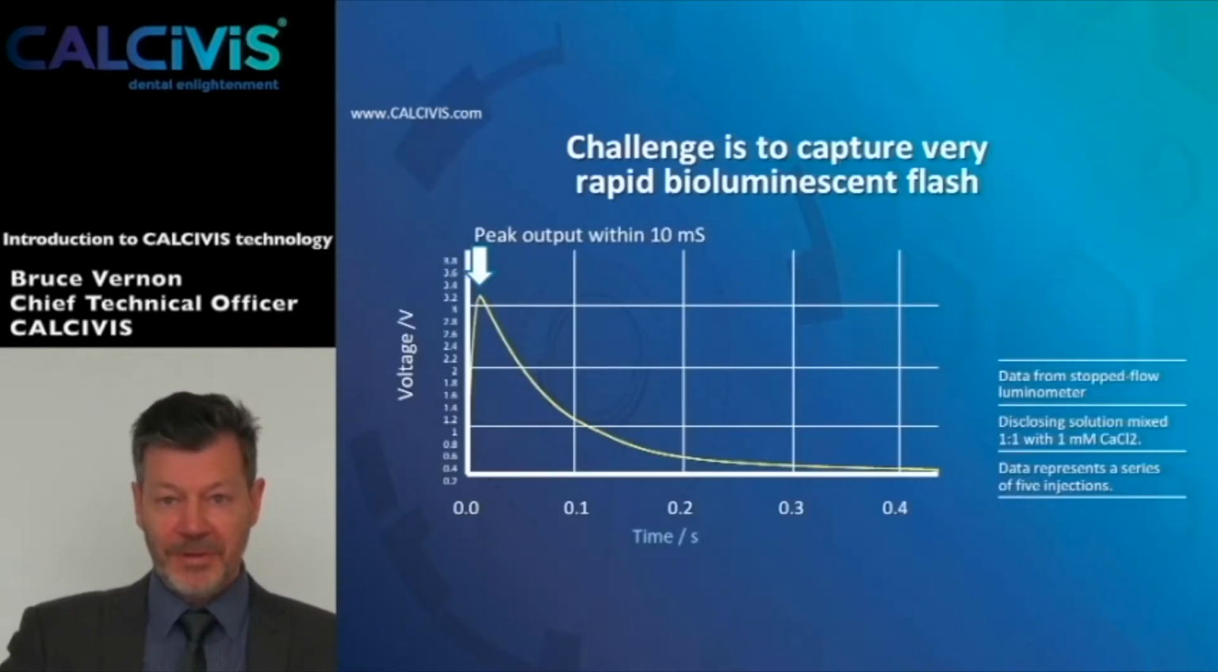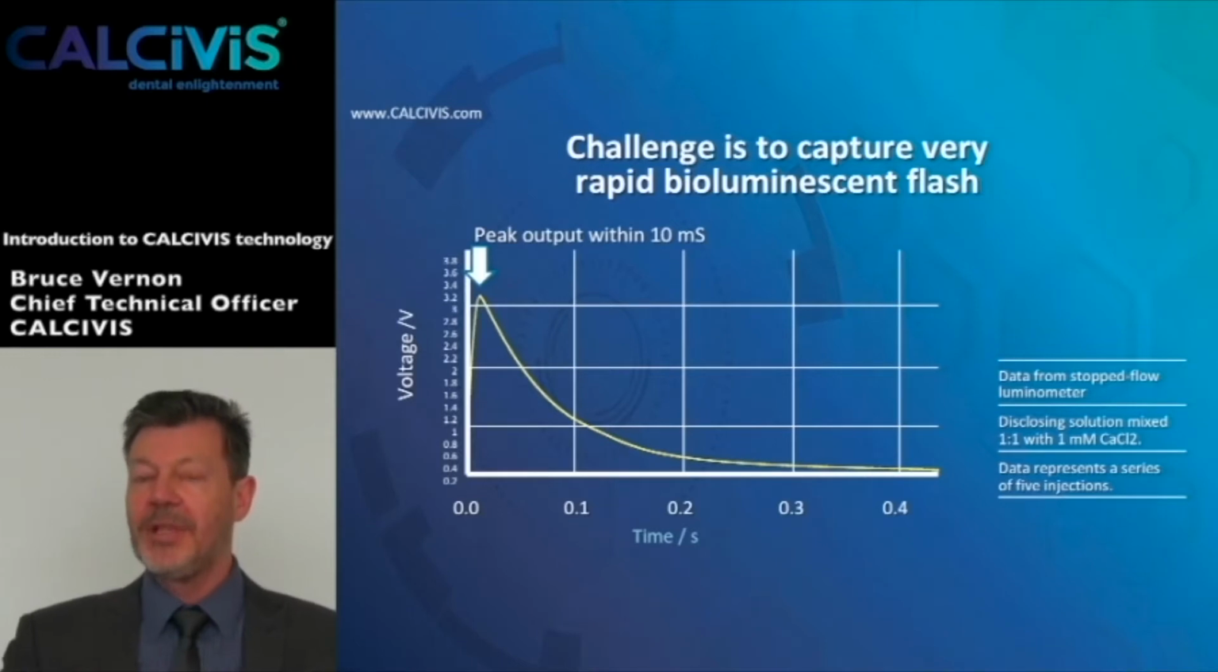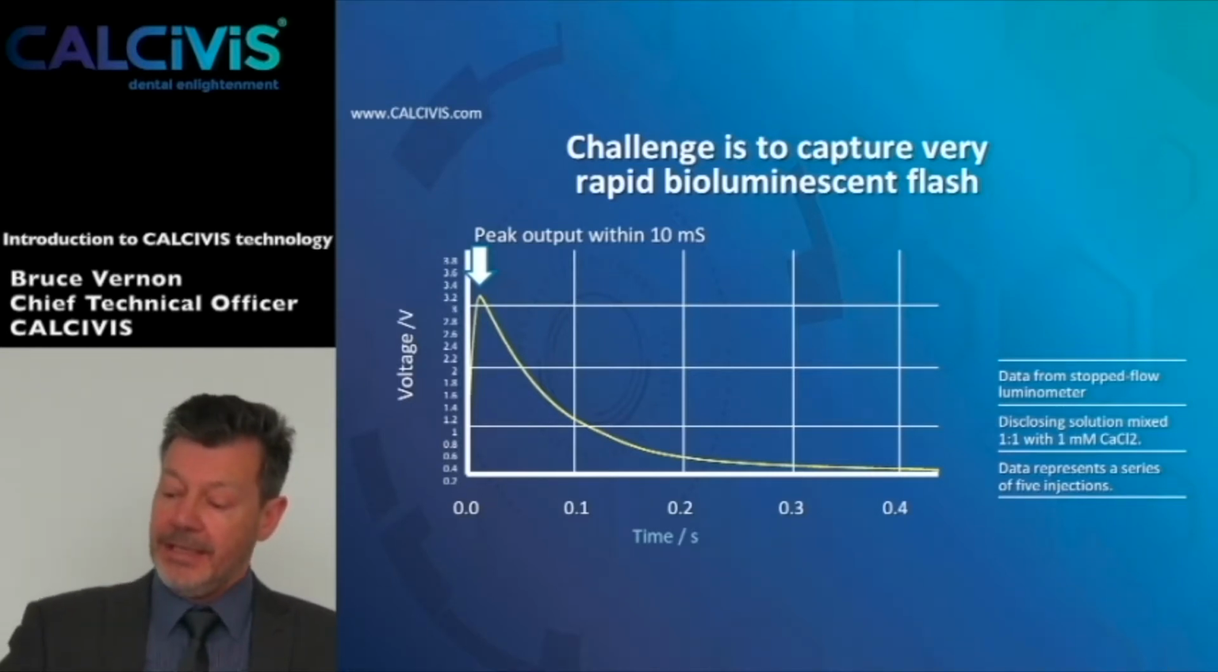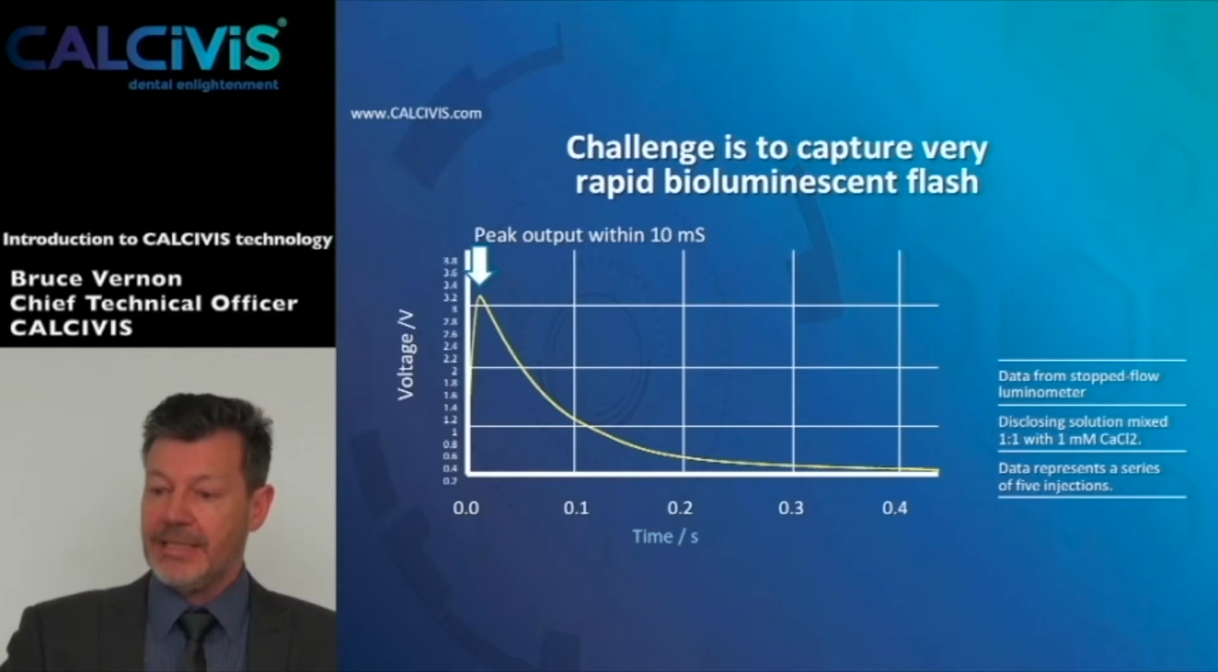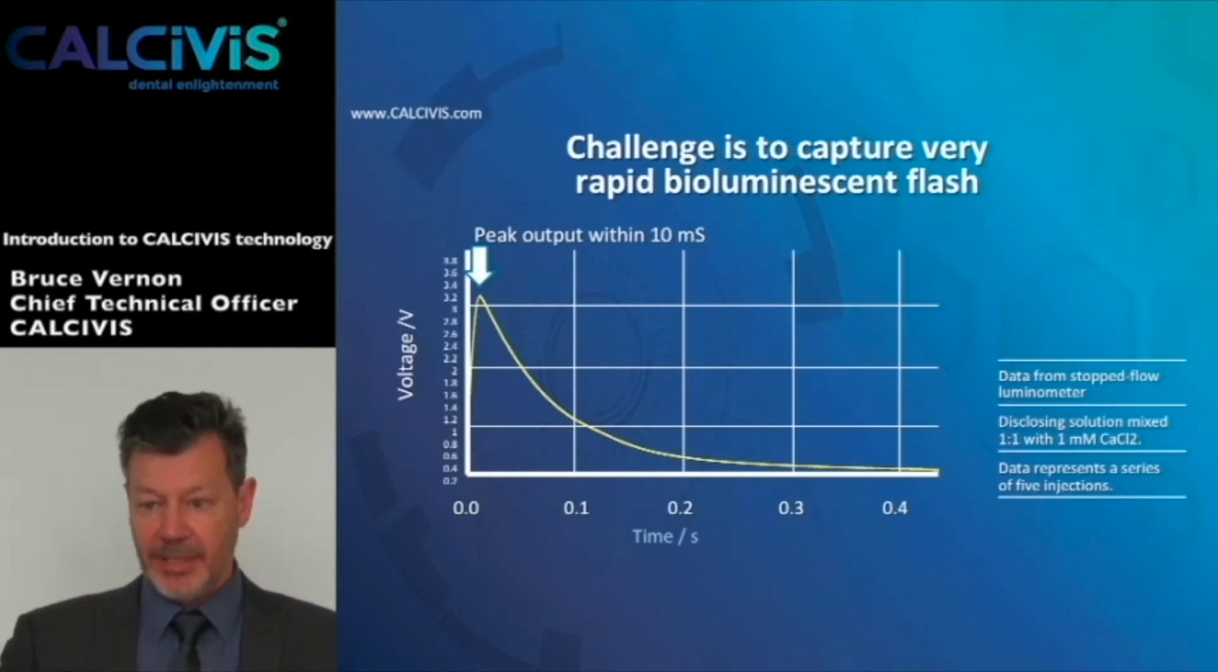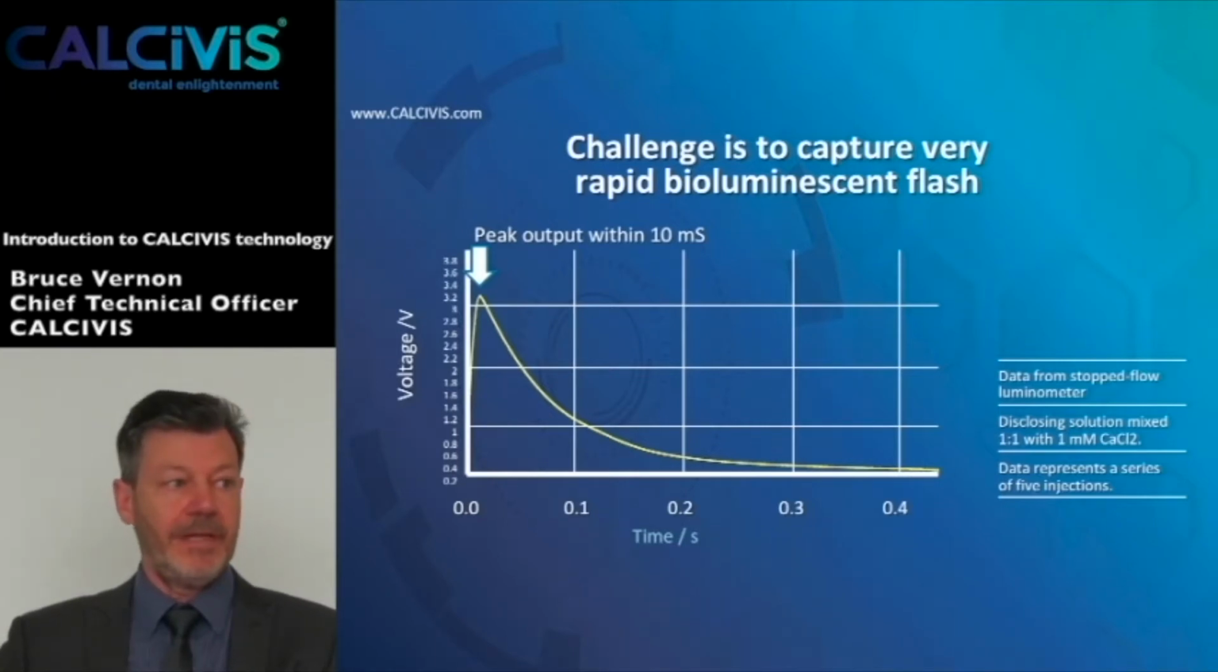So it all sounds very simple, but there's a number of challenges in putting the system together, and one of the challenges is the speed of this reaction. The photoprotein actually reacts within milliseconds. So if we look at the flash dynamics in this chart, we can see that the peak output of light is within 10 milliseconds. And if you've left it by a tenth of a second, the signal's gone completely and you won't see anything.